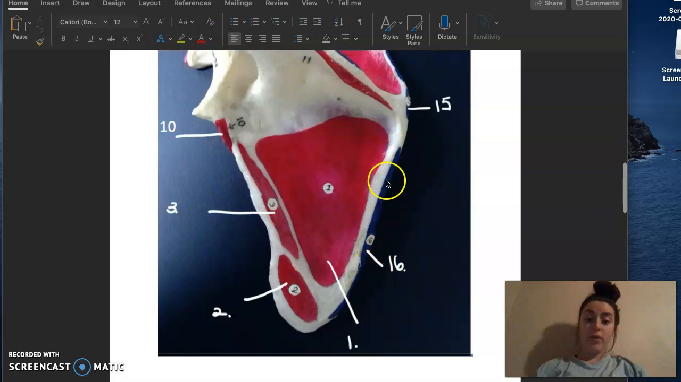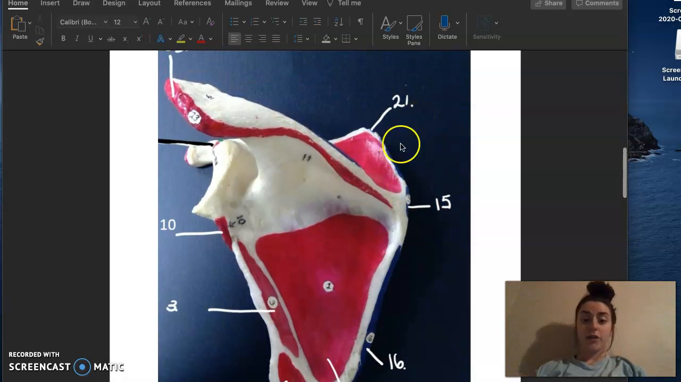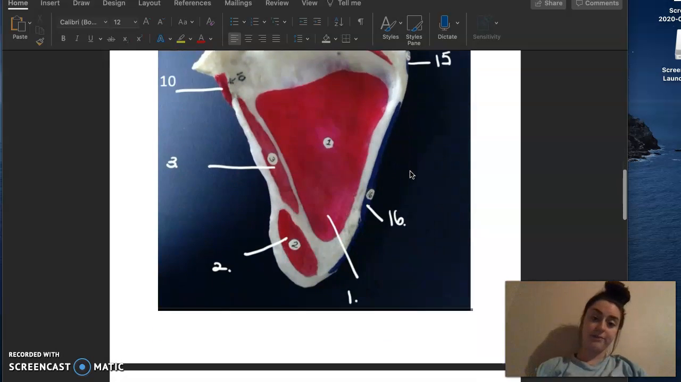16 is where the rhomboid major would insert. 15 is where the rhomboid minor would insert. And 21 up here is where the levator scapulae would insert.